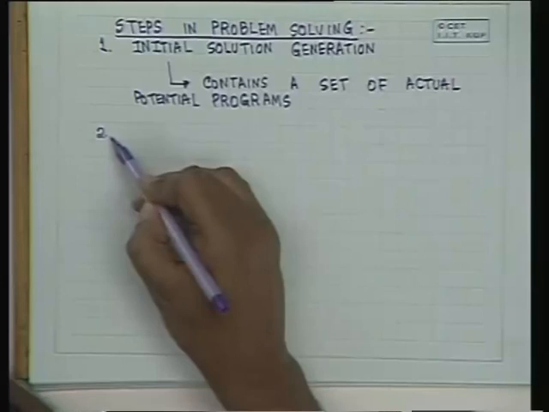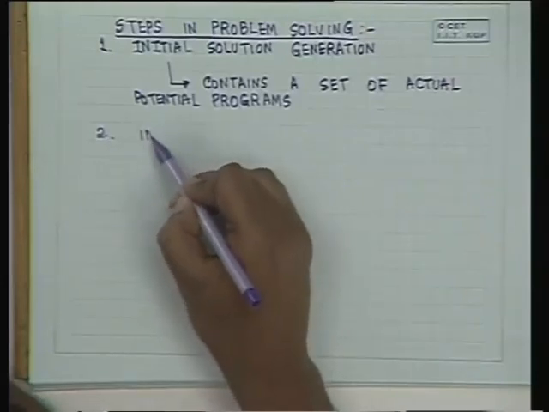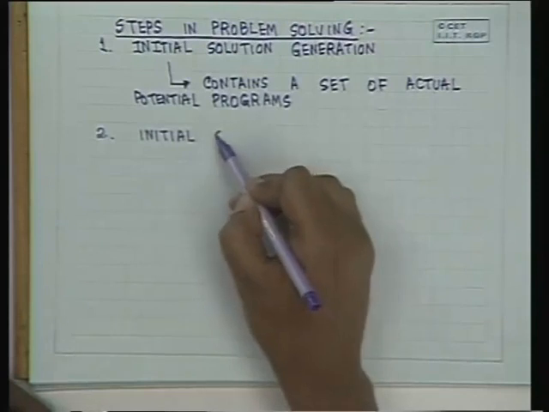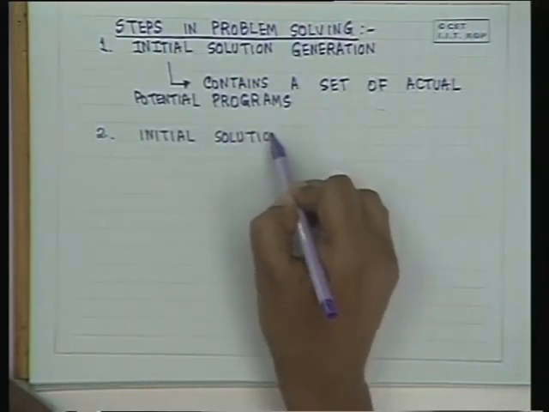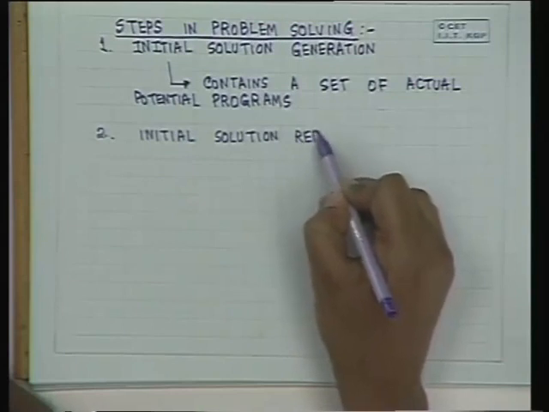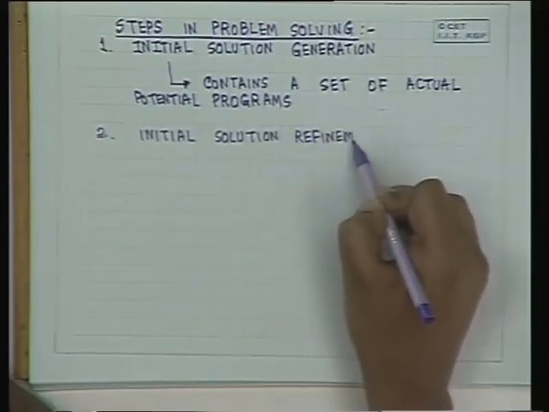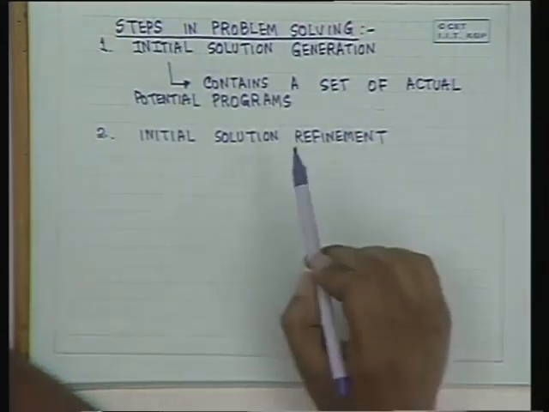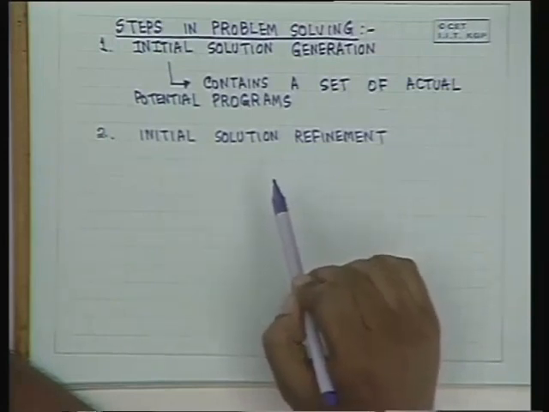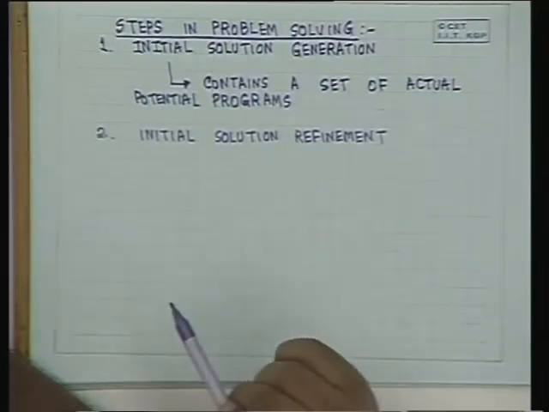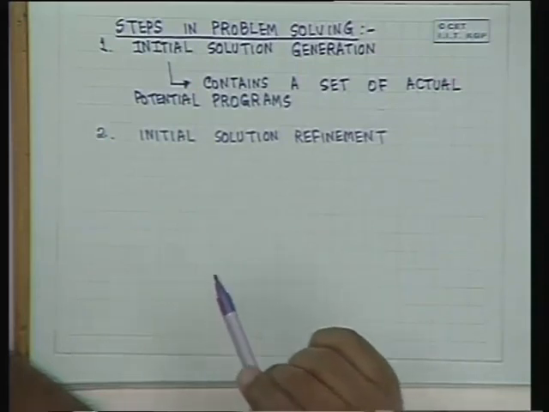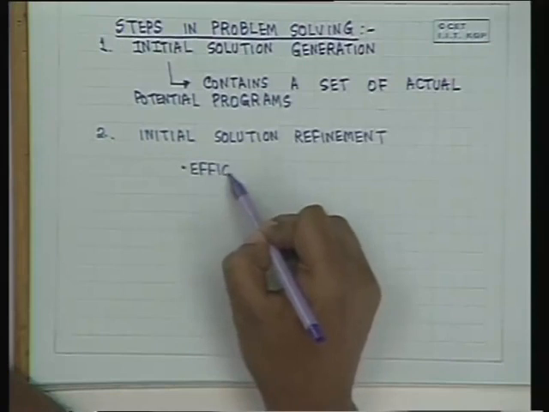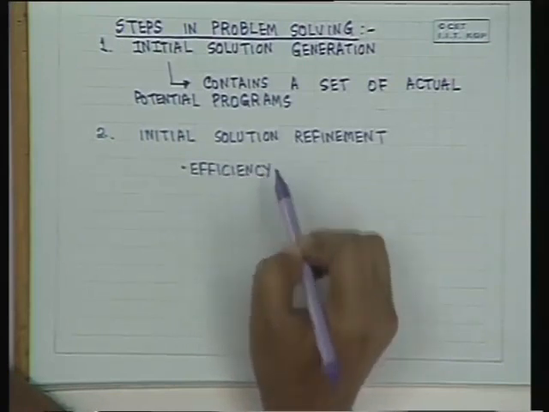The second step is called initial solution refinement. That is, given the initial solution, you would like to find out which final solution you would take. And to decide that, what are the conditions to decide which is the final solution that you will take? The main criterion is efficiency.